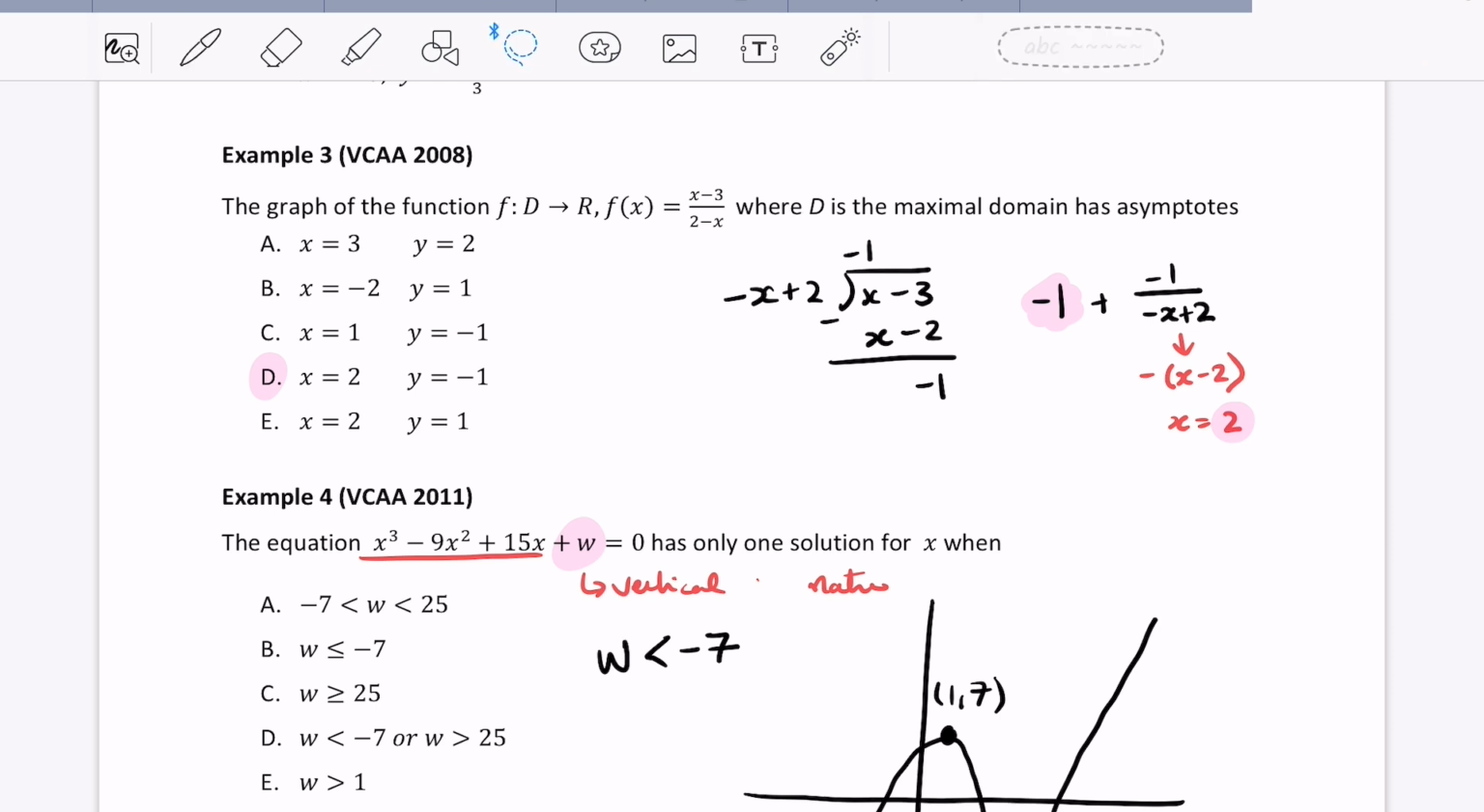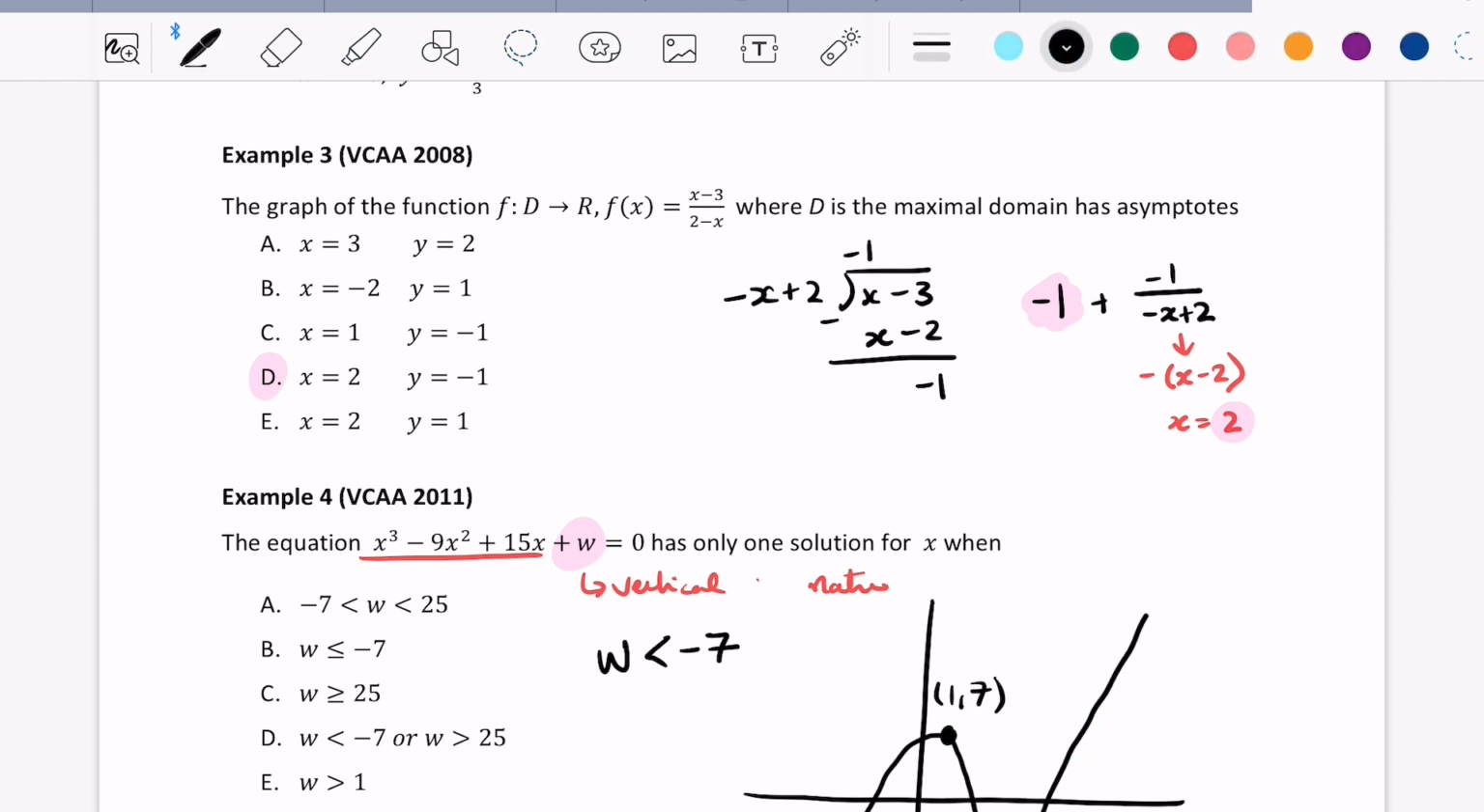Next, the other option is that I take this up. In order for me to get this onto the axis, I need to bring it up by 25. But of course, if I bring it up only 25, then I still have 2 solutions. So I need to bring it up at least 25 or more. That's why w also needs to be greater than or equal to 25. Putting that together gives you option D.